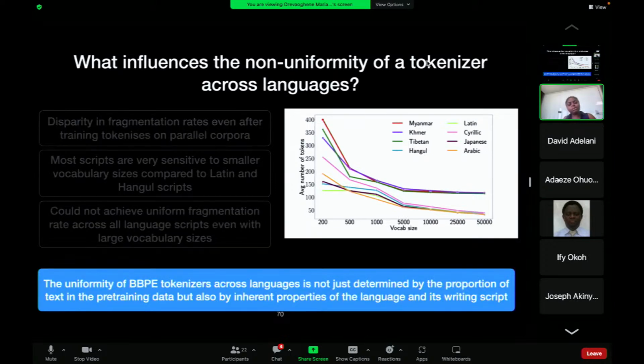So we come to the conclusion that it's hard to achieve uniform fragmentation rates, and achieving this is not only dependent on the size of your pre-training data, but also on the inherent properties of languages and their writing script.